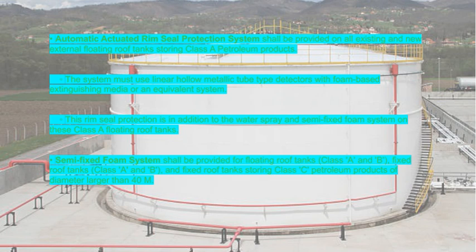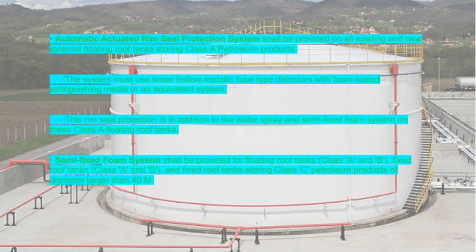First, we're installing an automatic actuated rim seal protection system on all existing and new external floating roof tanks. This system is crucial because it provides an added layer of security by automatically activating to prevent fires along the rim seal area. It uses linear hollow metallic tube detectors filled with foam-based extinguishing media, or an equivalent system, to quickly respond to any fire hazards.